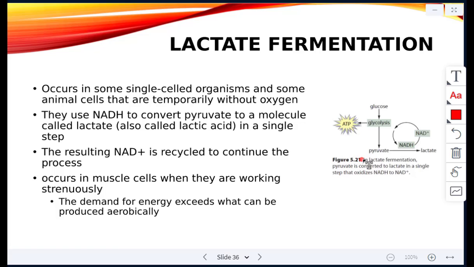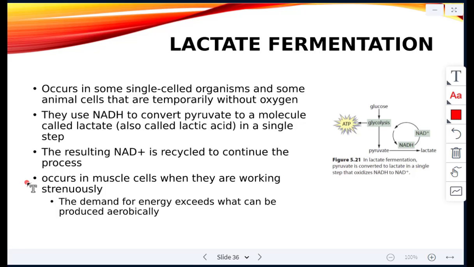That pyruvate got converted to lactate in a single step here. And what you'll see here is the cycle of NADH to NAD+. That continuously gets recycled to continue the process. And last point here, it does occur also in muscle cells when we're working them out strenuously.